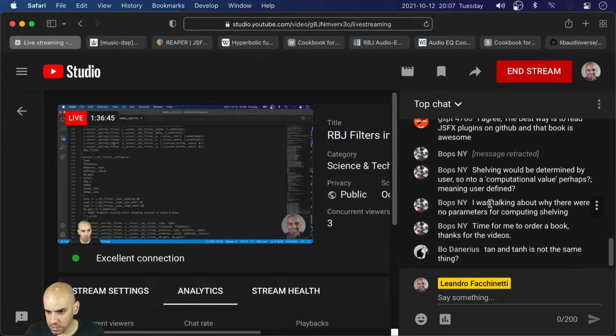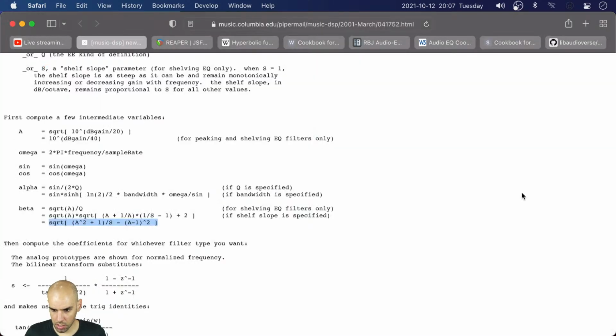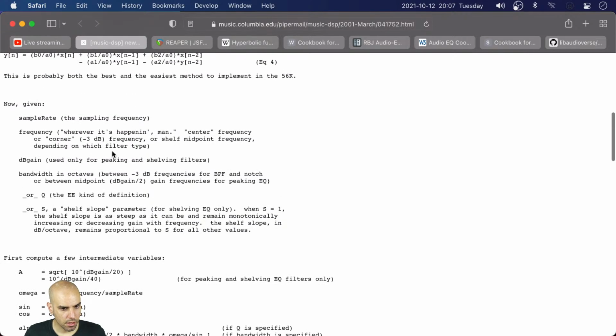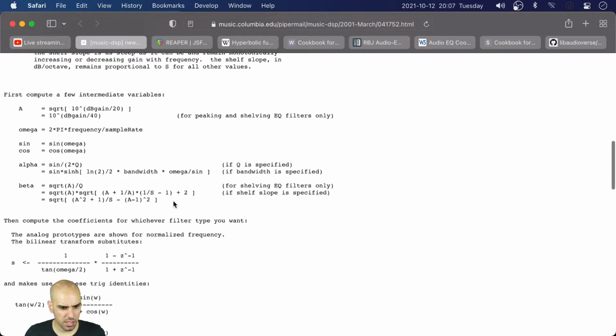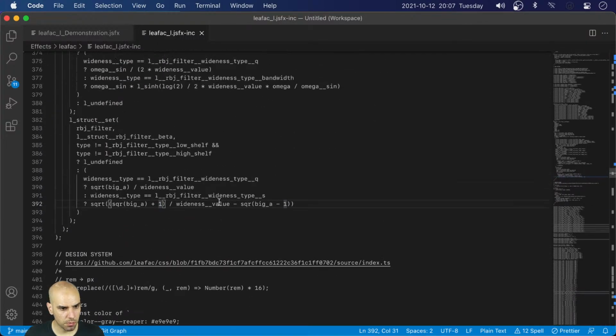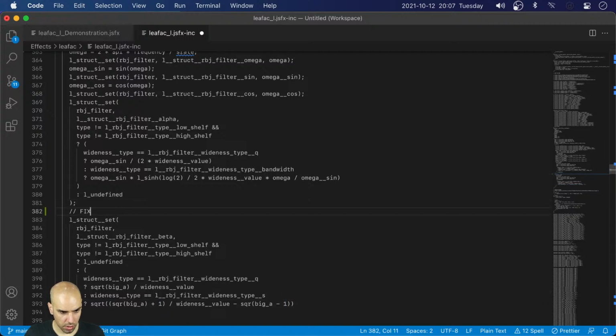Bob says, I was talking about why there were no parameters for computing shelving. Well, there are different parameters. But maybe you mean this formula? Maybe. I think that there is a formula. As I said, maybe I'll put a to-do here when computing beta, which is this part. So fix me.